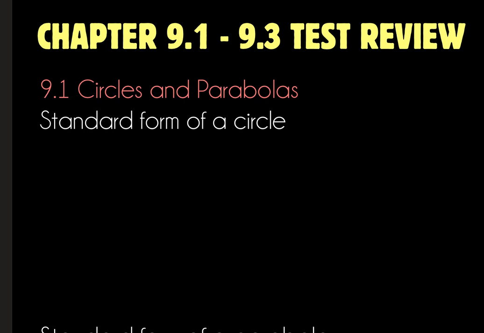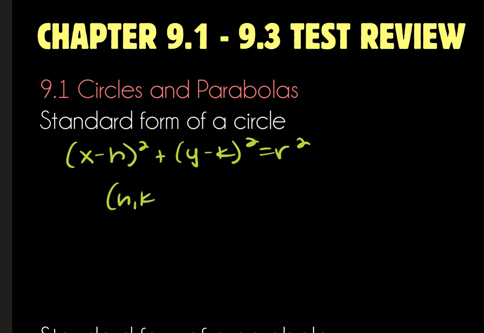All right, we go back to 9-1. 9-1 and 9-2 are what was on the quiz I just gave you back. 9-1 was your circles and your parabolas. Standard form of a circle: x minus h squared plus y minus k squared equals r squared. (h, k) is your center. r is your radius.